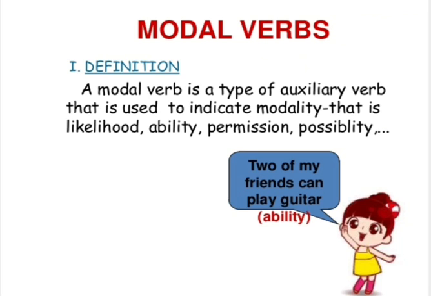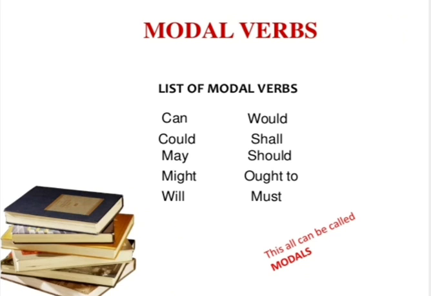So modal auxiliaries, modal verbs, they are auxiliary verbs used to indicate some specific modality like ability, permission, possibility. Modal verbs, list of modal verbs, let us see. Can, could, may, might, will, would, shall, should, ought to, must. These are all modals.